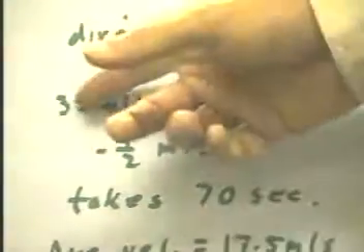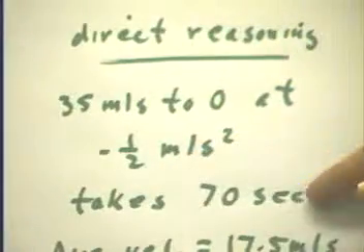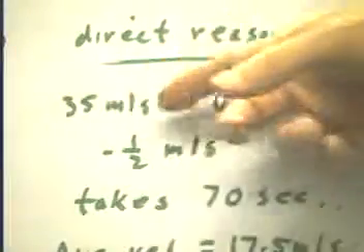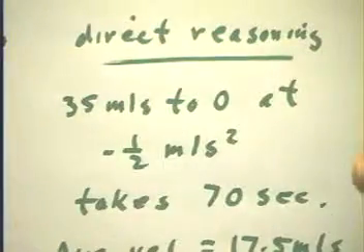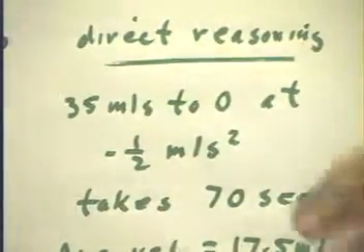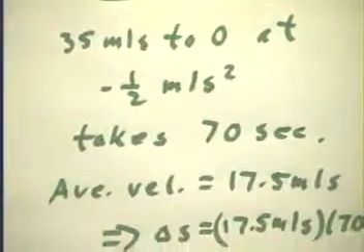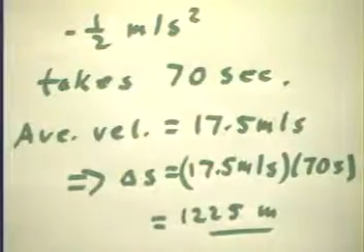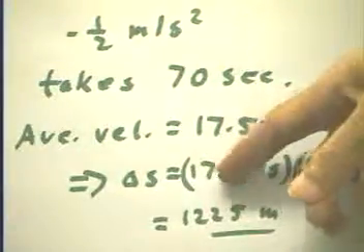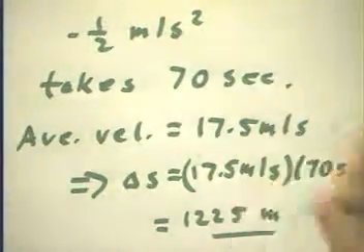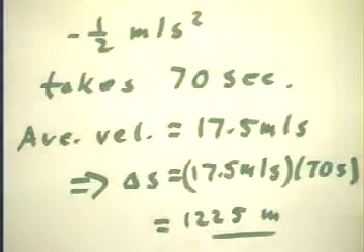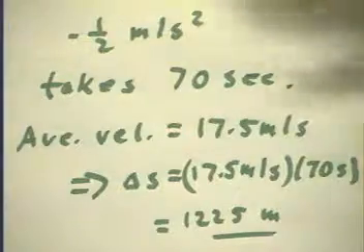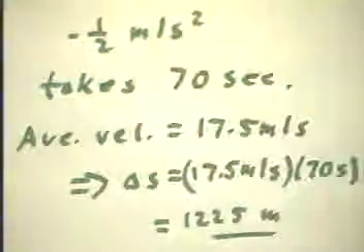So again, from 35 to 0, changing half a meter per second every second, it's going to take 70 seconds to get that 35 meters per second. Then the fact that our average velocity is 17.5 meters per second tells us that our displacement is going to be 17.5 meters per second times 70 seconds, or 1225 meters, consistent with our previous result. It's very important to understand that we need to be able to reason directly when that is possible.